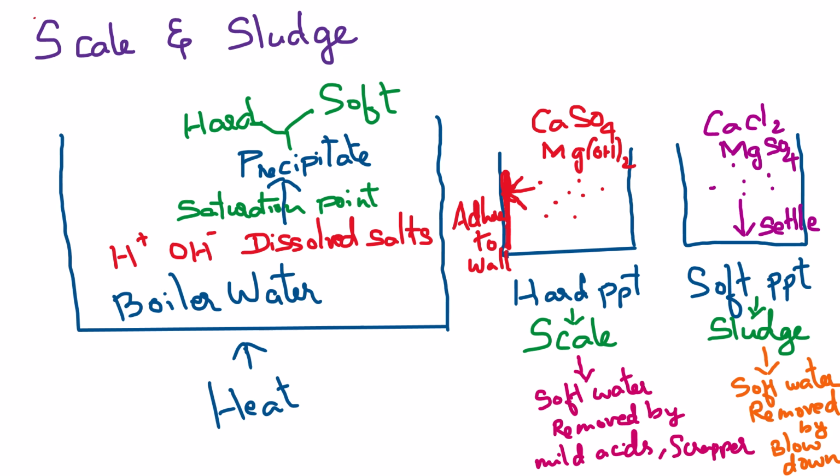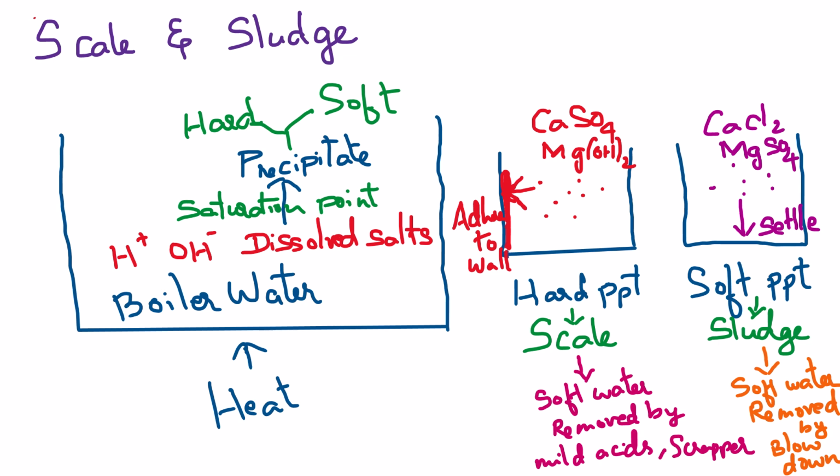On the other hand, loose, slimy precipitate is called sludge, and it is due to the presence of salts like calcium chloride, magnesium sulfate, etc. These precipitates are suspended, and when the boiler water is undisturbed, they will settle at the bottom of the boiler, which can be removed by blowdown operation.